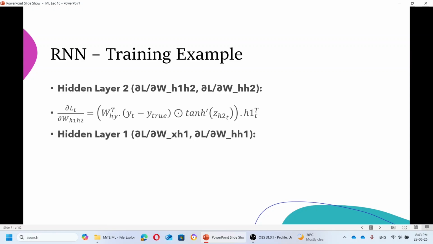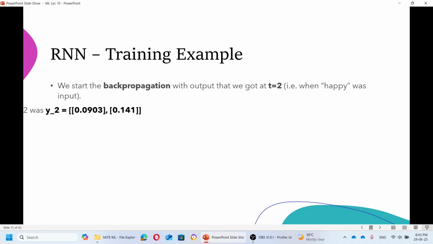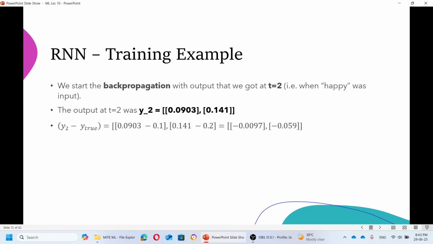The derivative of tanh is equal to 1 minus tanh squared Z. And for the hidden layer, our equation is very simple. We apply (Y_t minus Y2) multiplied by W_hy, and then apply the Hadamard product with this derivative of tanh and multiply by H1_t. So it looks a bit difficult and very confusing over here, but when we apply it, you will find it very simple. It is not that difficult. It looks difficult, but it is not difficult.